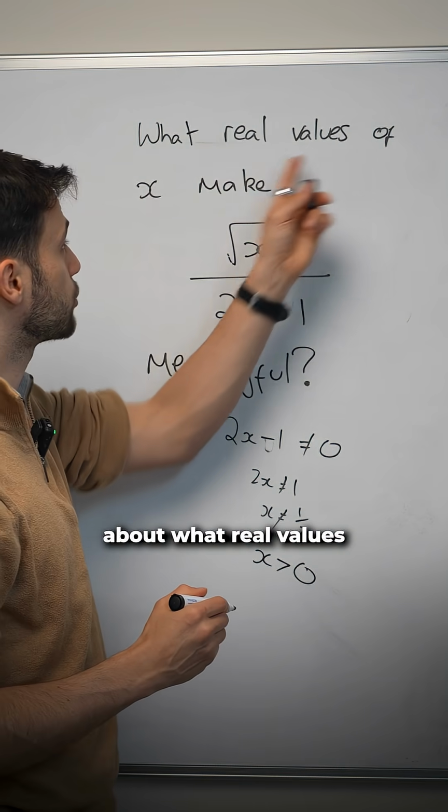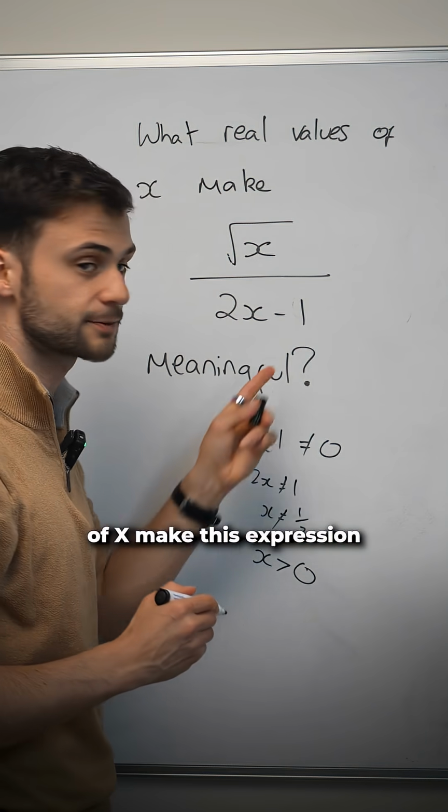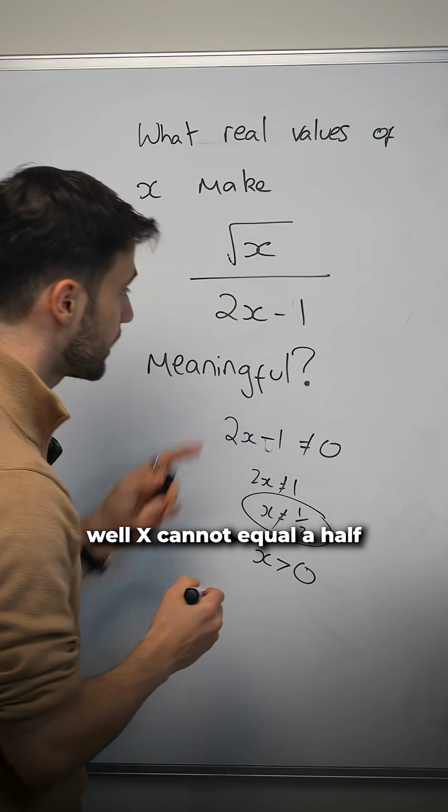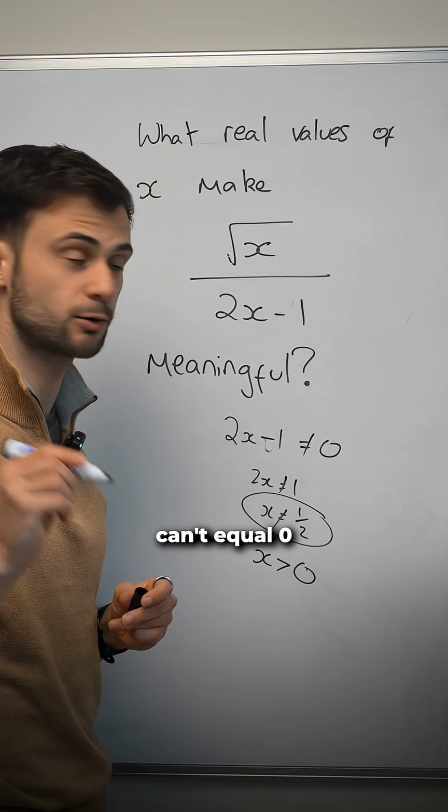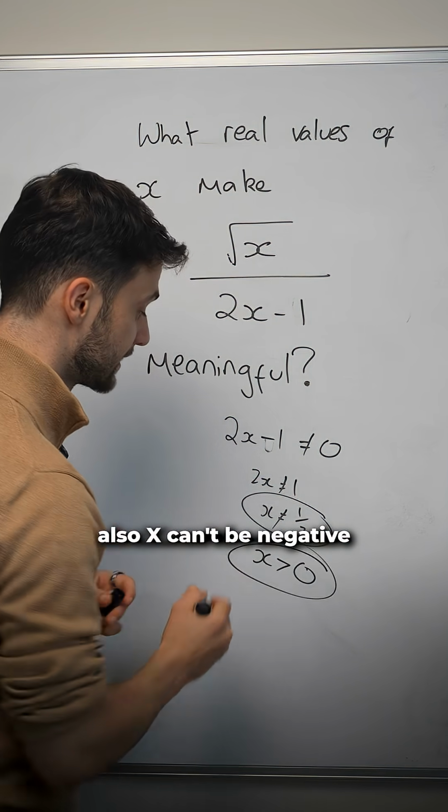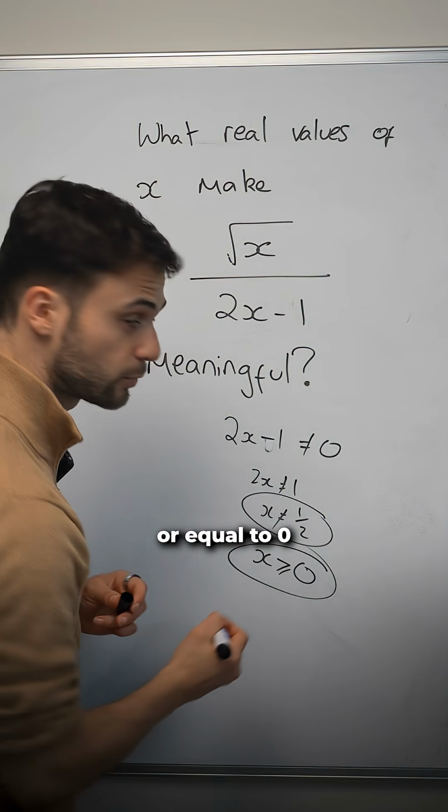So when we're talking about what real values of x make this expression meaningful, well, x cannot equal 1/2 because the denominator can't equal 0. Also, x can't be negative. X has to be greater than or equal to 0.